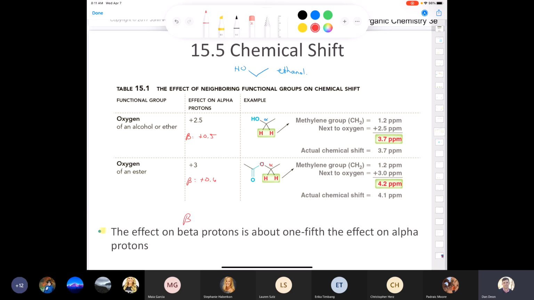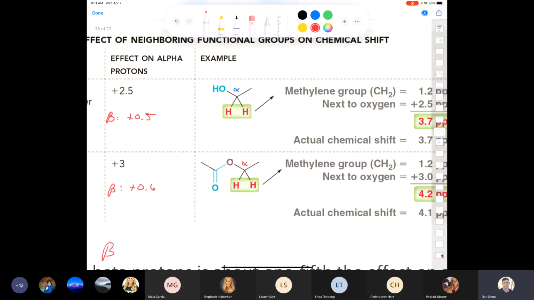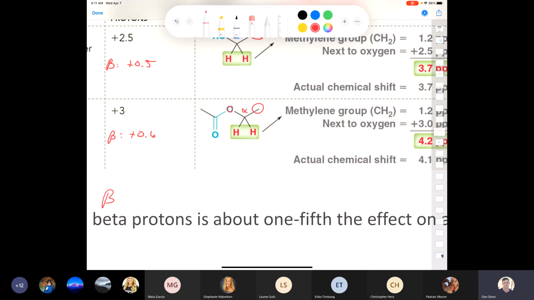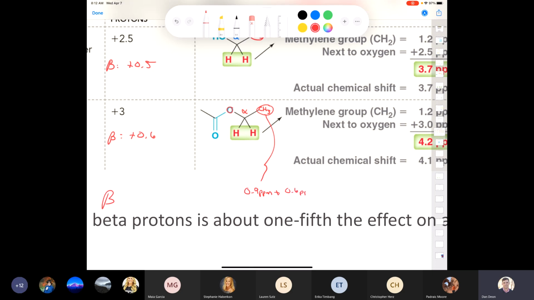And so let's say I wanted to estimate the chemical shift of this methyl group here, the 3 protons in this methyl group. How would I do it? The baseline for a methyl is 0.9 parts per million, and they are beta to that oxygen, so I'd add 0.5 parts per million. And I would end up with approximately 1.4 parts per million. Similarly, down here, if I had this CH3 group, again, the baseline for a CH3 is 0.9 parts per million. I'm going to add 1/5 of 3, which is 0.6 parts per million.